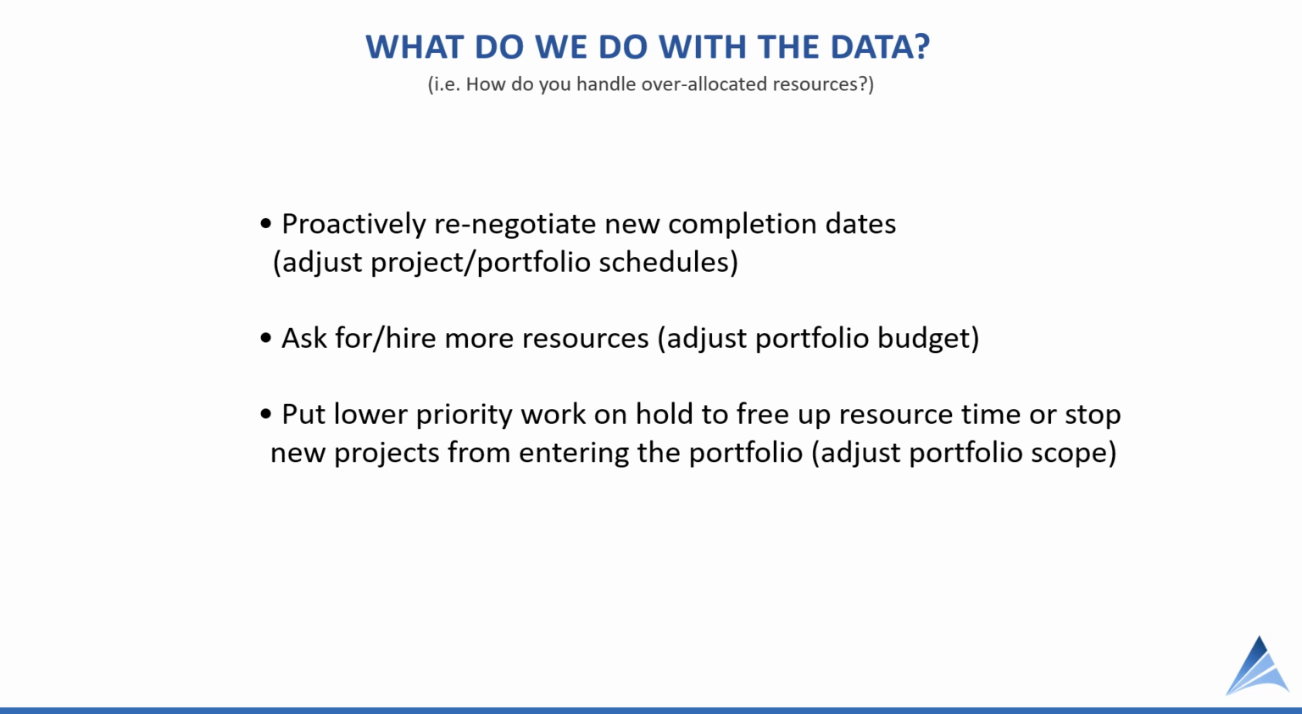The second is, if the budget is available, additional resources can be added. This would be contract workers or potentially full-time employees. The third is to put lower priority projects on hold or potentially cancel them in order to free up time to work on higher priority work. This is a matter of portfolio scope. So it really comes down to updating the duration of the projects or the end dates, having the budget to add to resource availability, or adjusting the scope by canceling or putting on hold certain projects.